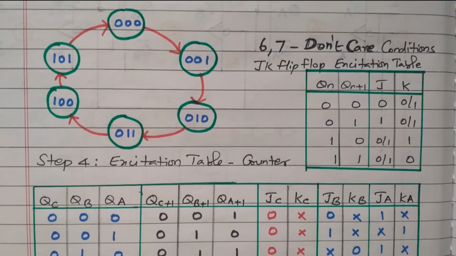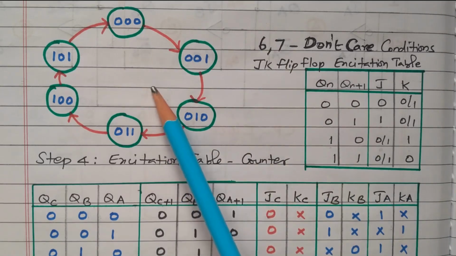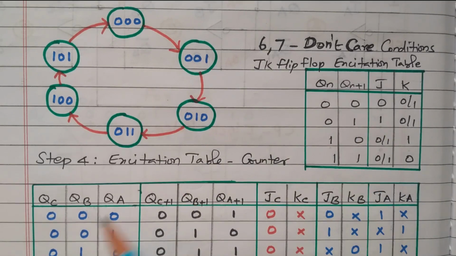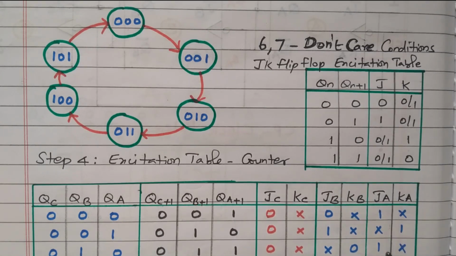Now we'll go to the excitation table of the counter. We'll refer to both the state diagram and the excitation table of the JK flip-flop. So this is CBA, the current state of the C flip-flop, B flip-flop, A flip-flop. QC plus 1, QB plus 1, QA plus 1 are the next state of the C, B and A flip-flops. JCKC is the input to the C flip-flop, JBKB is the input to the B flip-flop, JAKA is the input to the A flip-flop. Now this is what we are going to identify.